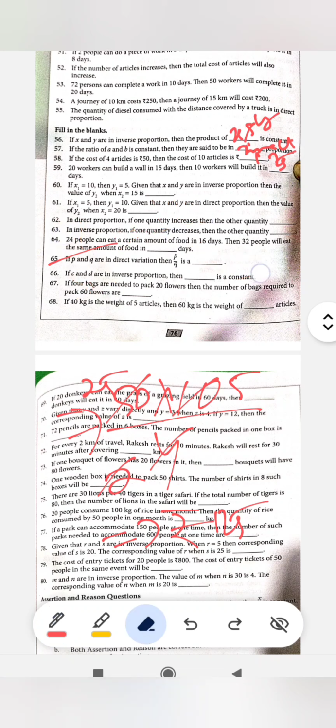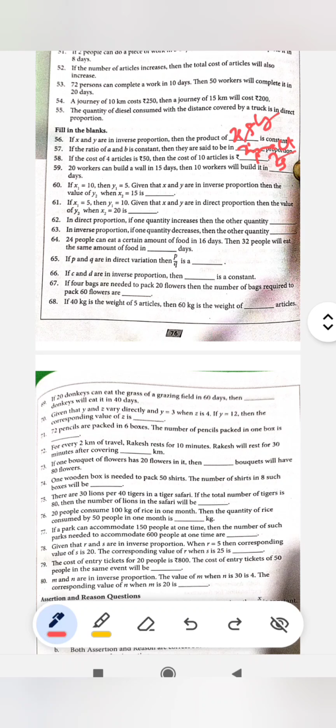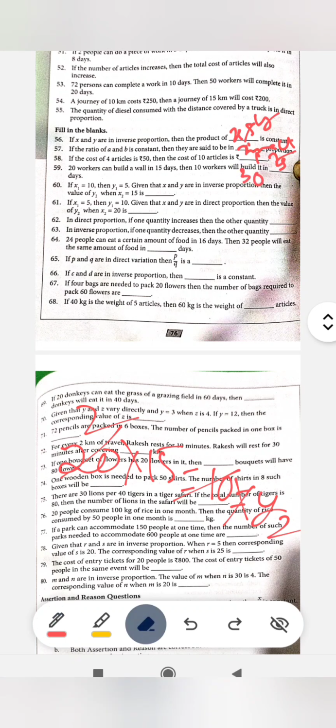Now come to the next part. Here 20 workers can build a wall in 15 days. Then 10 workers can build the wall in how many days? So 15 into 2 is equal to 30 days. Okay, now the next question.